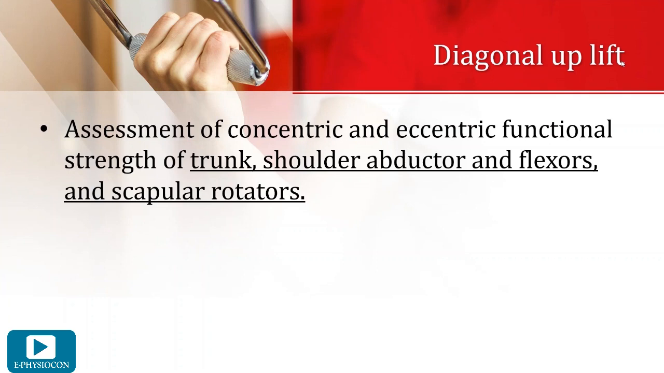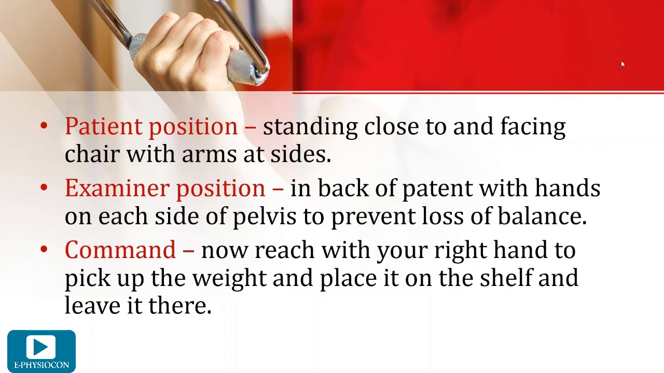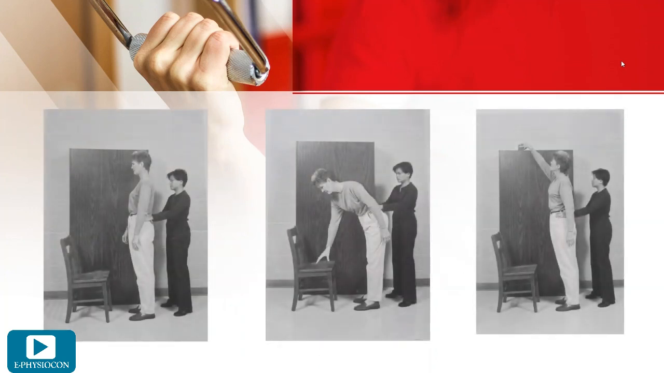Next is diagonal uplift. In diagonal uplift, assessment of the concentric and eccentric functional strength of the trunk, shoulder abductors, flexors and scapular rotators. Equipment, patient position, examiner position, command. Let's see all this in the pictures so you will get a better idea. Equipment: what equipment is needed? Same chair, any shelf at a recommended height for the patient, and the wooden block placed on the chair.